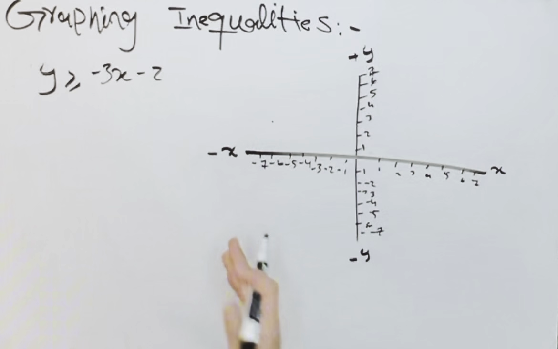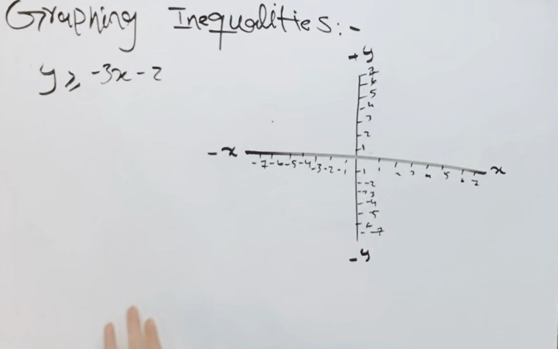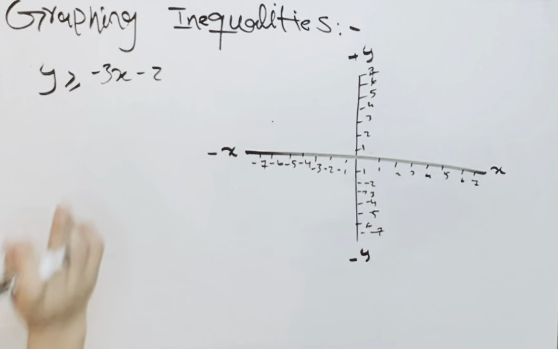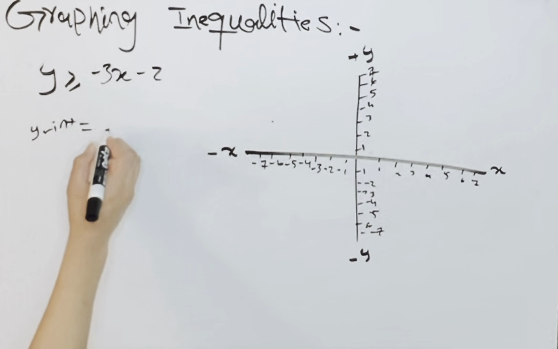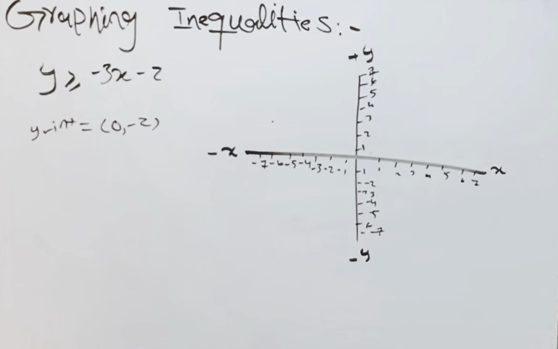Now again, in this example, we have y is bigger than or equal to negative 3x minus 2. Now again, the easiest way to graph any line or any equality or inequality is to figure out our y-intercept. And as you can see, the y-intercept is negative 2, which means our y-intercept is equal to 0 and negative 2, which means the first point that I'm going to work with is 0 and negative 2, which is located right here.